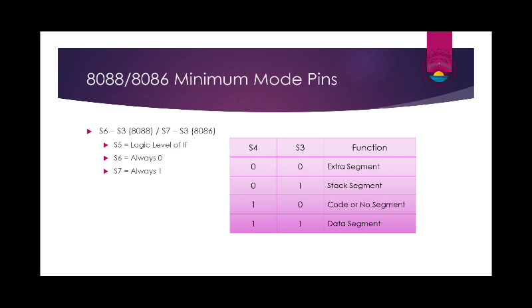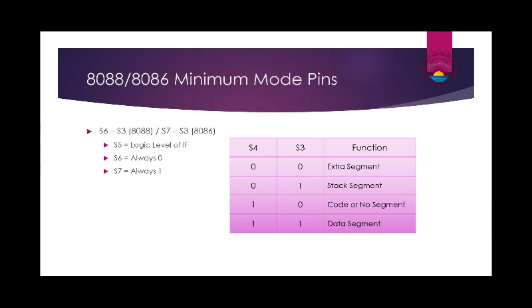So whichever segment is accessed during the current bus cycle, according to that, S3 and S4 will be having logic levels. So if microprocessor is accessing code segment, then 10 will be appearing on S3 and S4. If microprocessor is accessing data segment, 11 will be appearing on S3 and S4. In case of stack segment, 10 will be present at S3 and S4. In case of extra segment, 00 will be present at S3 and S4.